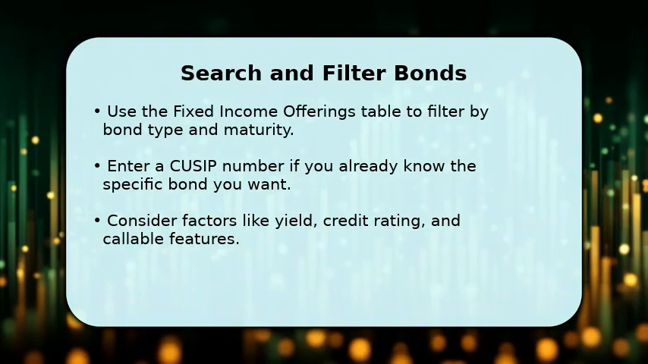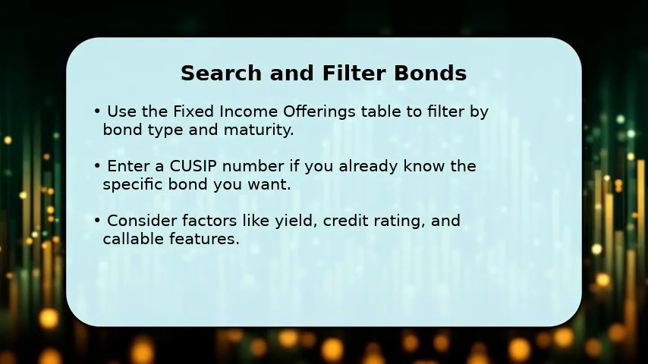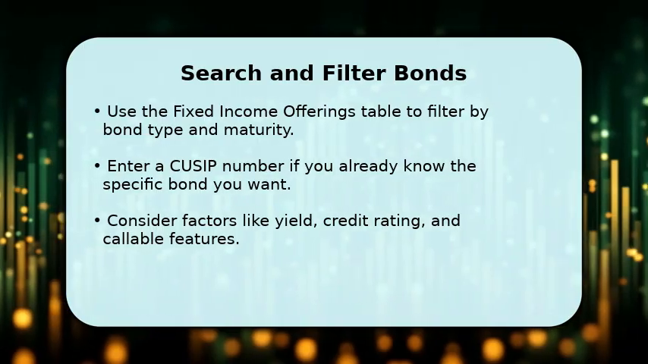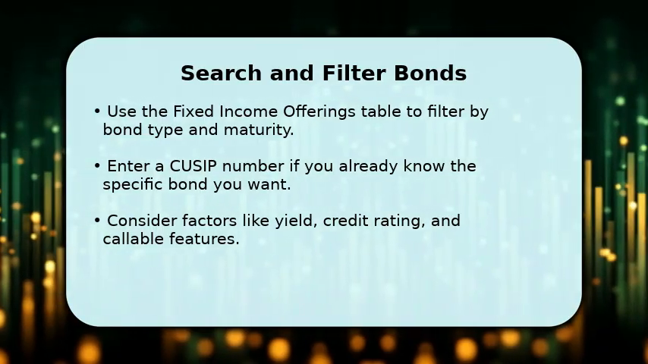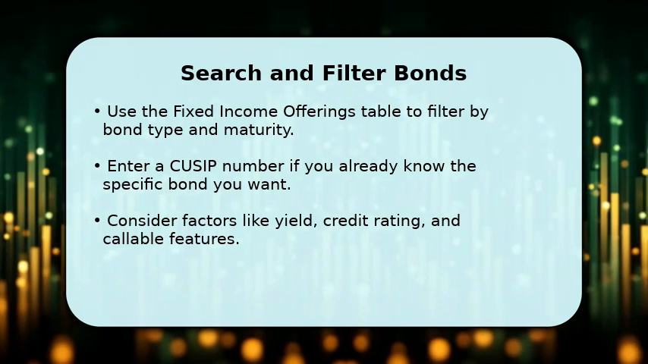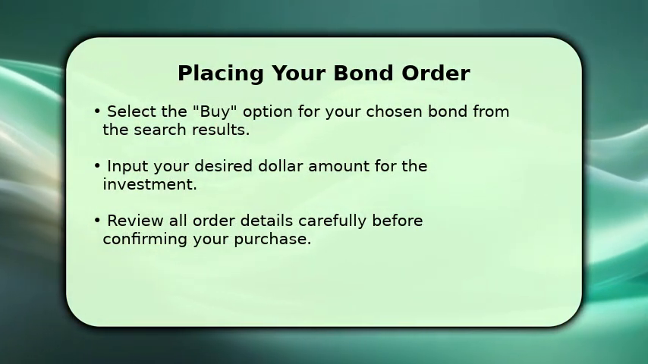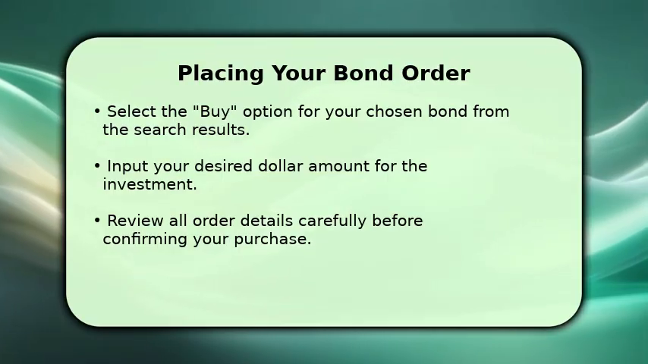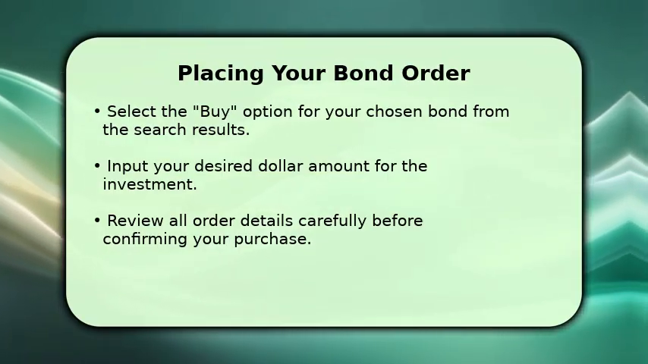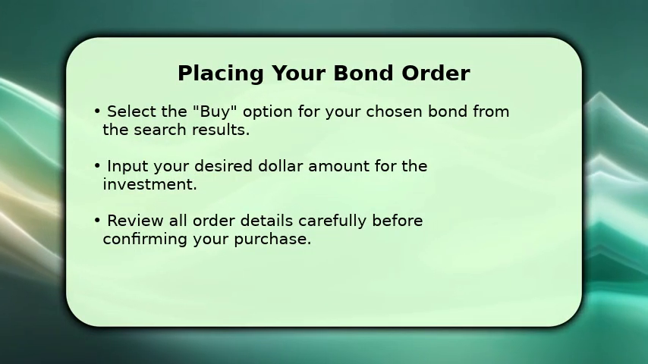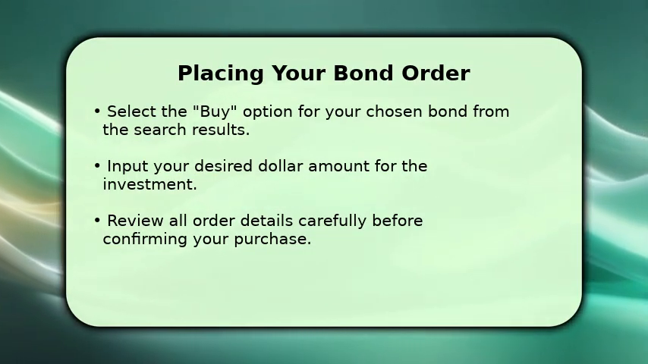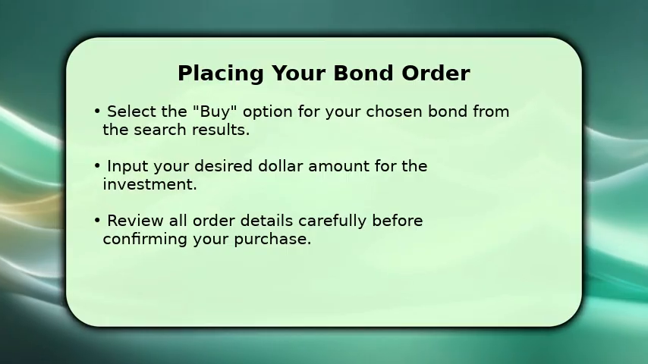Pay close attention to details like the yield to maturity, the bond's credit rating, and whether it has a callable feature, which allows the issuer to redeem it early. After identifying a suitable bond, select the Buy option from the search results. You will then be prompted to enter your order details, including the dollar amount you wish to invest. For example, you might enter $10,000.